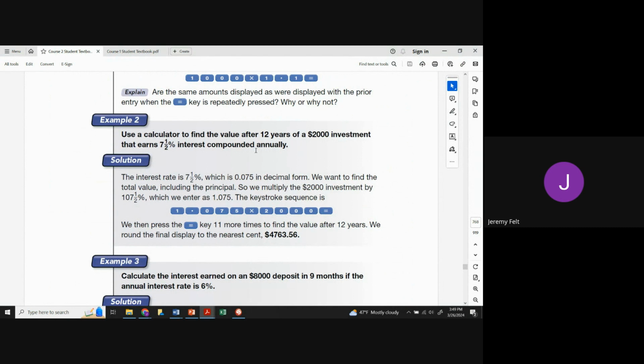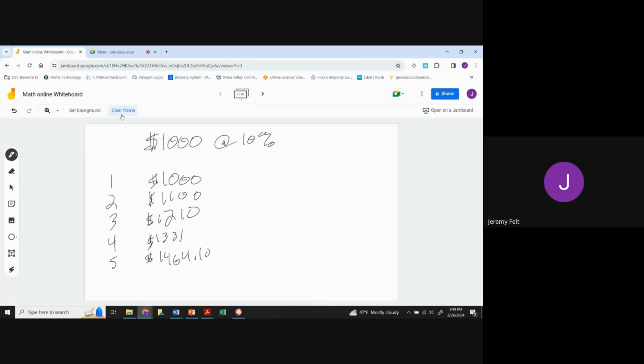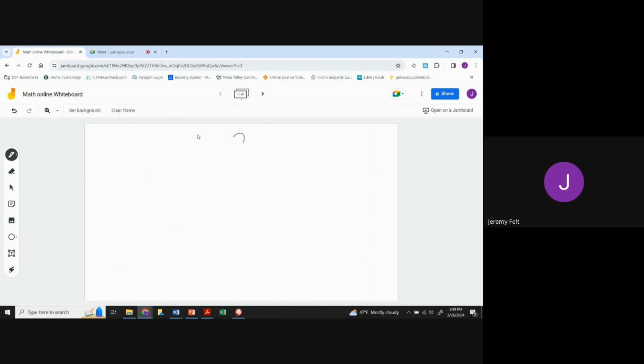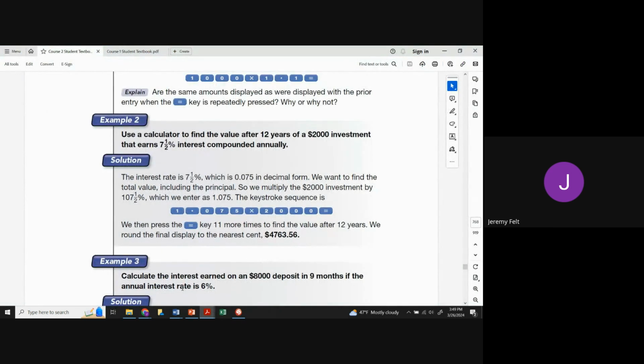Use a calculator to find the value after 12 years of an investment of 2,000 at 7.5% interest compounded annually. So let's first write down what we did. So 2,000 principal. 12 years is our time at 7.5.